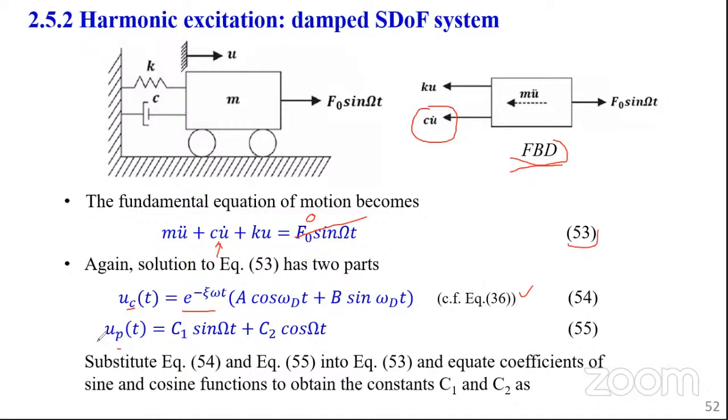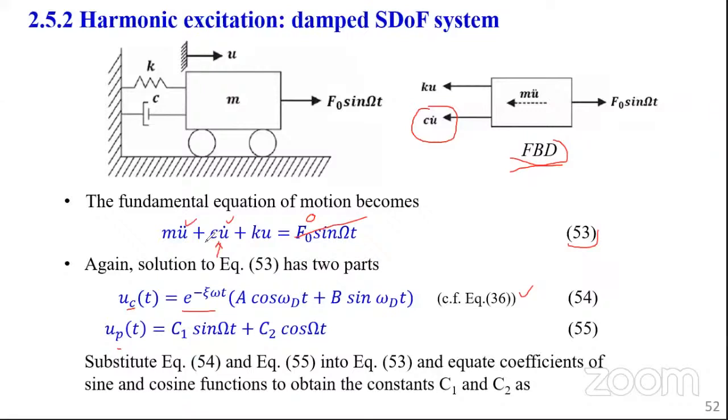Now, the particular solution, of course, will have two parts: C1 sine omega t plus C2 cos omega t. So now here, we're saying you substitute equation 54 and 55 into 53. Now here you have a lot of work. To substitute equation 54 into equation 53, you need to do the differentiation once and twice, so that you can get the velocity and the acceleration. Then you substitute and you simplify.